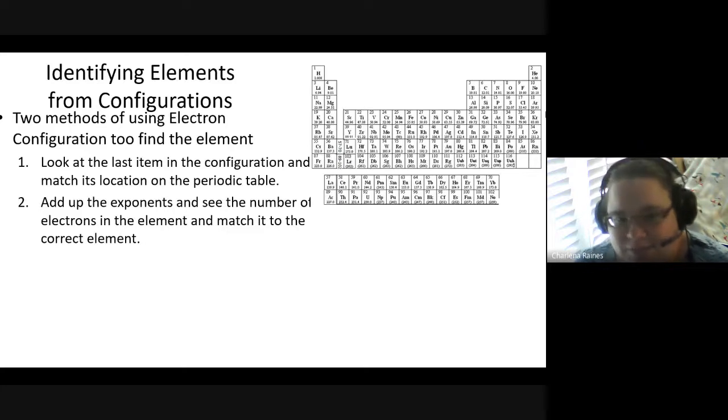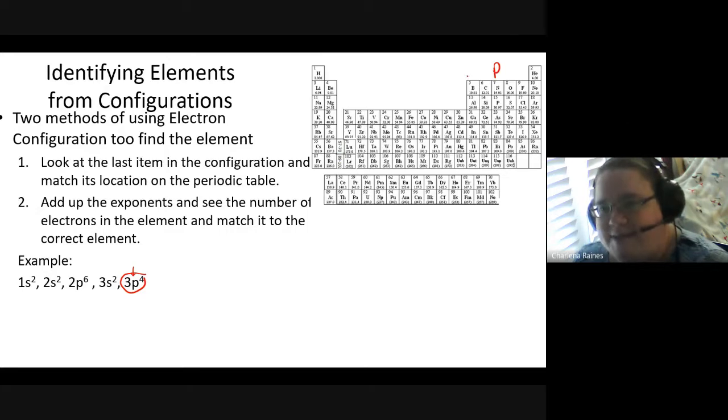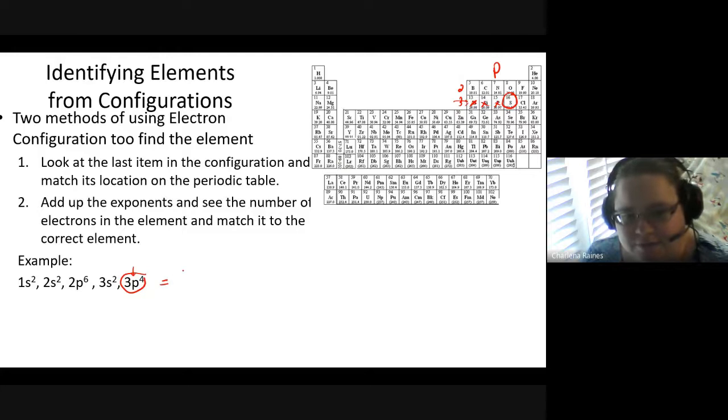So I want to identify something from its configuration, and I want to look at the last piece. Like I said, I could add up all my exponents, and that would be one way to get it, but I want to save a little bit of time. I'm going to 3p4. So I know my p block is on the right side. I know that 3p starts with aluminum. I count over 4, 3p4. This has got to be sulfur. Now, double check, add up those exponents. I've got 10 plus 6 gives me 16.